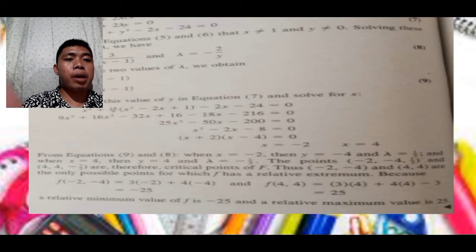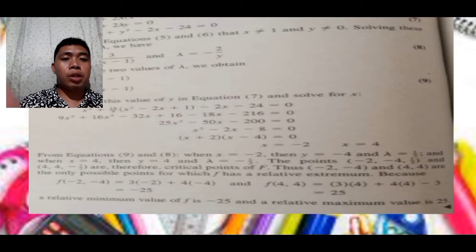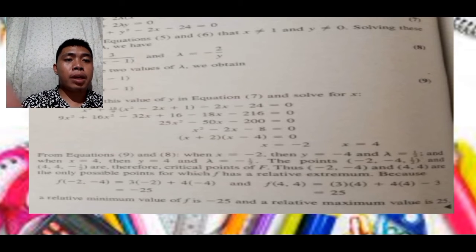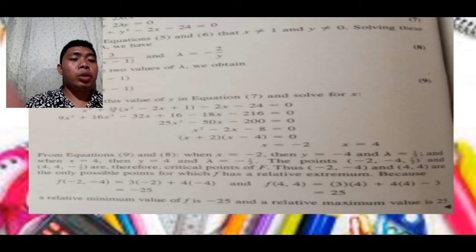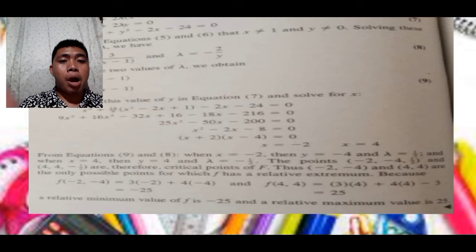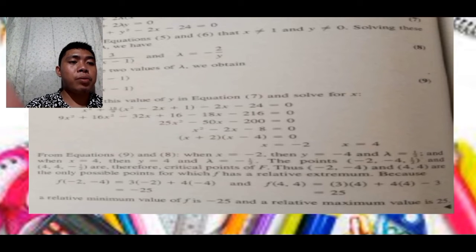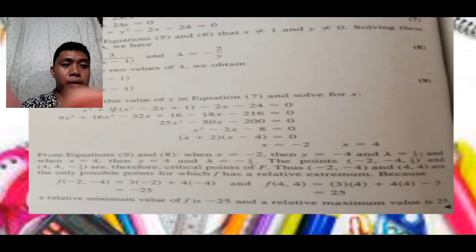has a relative extremum, because f of (negative 2, negative 4) is equal to 3 times negative 2 plus 4 times negative 4, which is equal to negative 25. And f of (4, 4) is equal to 3 times 4 plus 4 times 4, which is equal to 25. Our relative minimum value of f is negative 25 and our relative maximum value is positive 25.